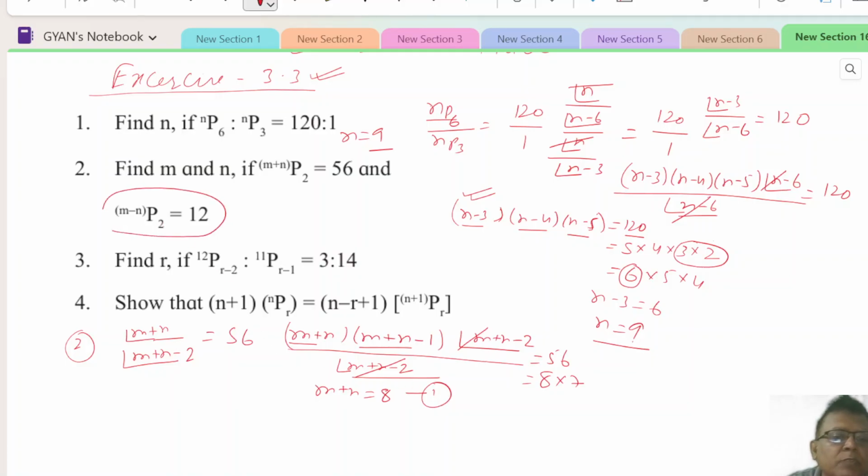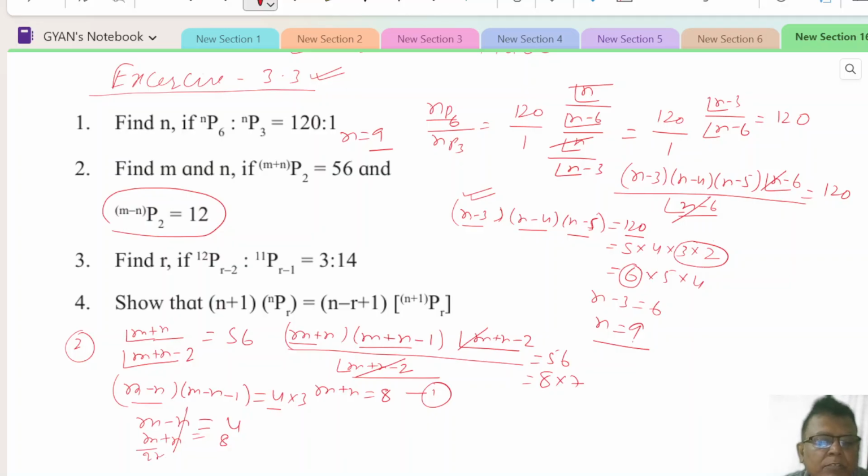Now take this one. Accordingly this one will be m minus n into m minus n minus 1 will be 12. So 12 means 4 into 3. So this is also consecutive. So m minus n is equal to 4. And m plus n is equal to 8. So this gets cancelled. 2m is equal to 12. So m is equal to 6. You put 6 here. Then n is equal to 6 minus 4, which is 2. So this is the answer.